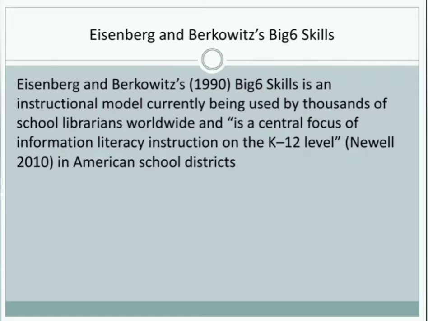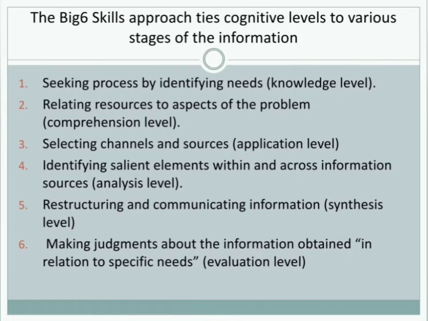Eisenberg and Berkowitz's 1990 Big Six Skills is an instructional model currently being used by thousands of scholars worldwide and is a central focus of information literacy instruction on the K-12 level in American school districts. The Big Six Skills approach ties cognitive levels to various stages of the information seeking process. First, identifying needs, or knowledge level.